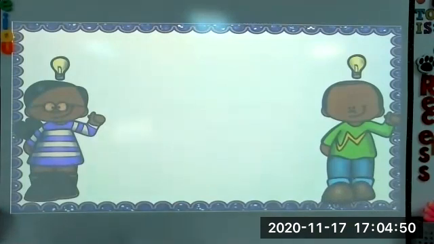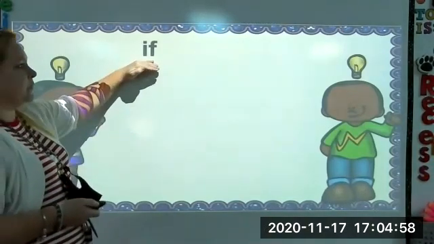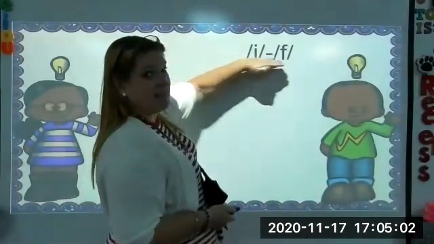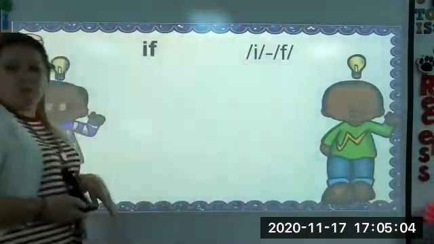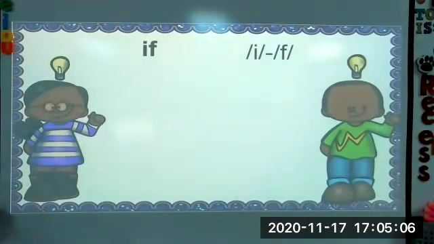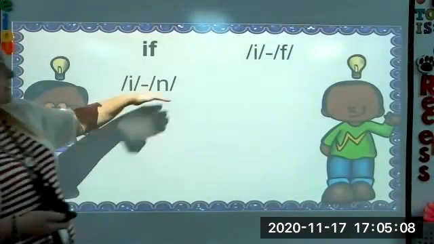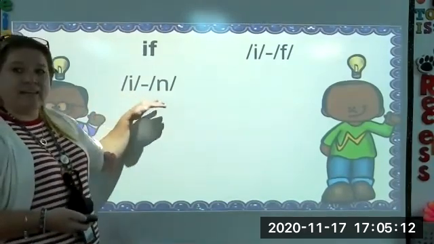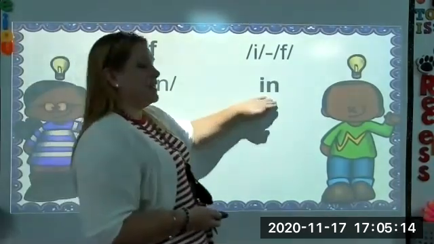All right, the next sentence. Sally is as tall as Sam if she stands on her tiptoes. So if we break apart the word if, we have if. I want to take away that sound and I want to change it to n. Our new word is in.